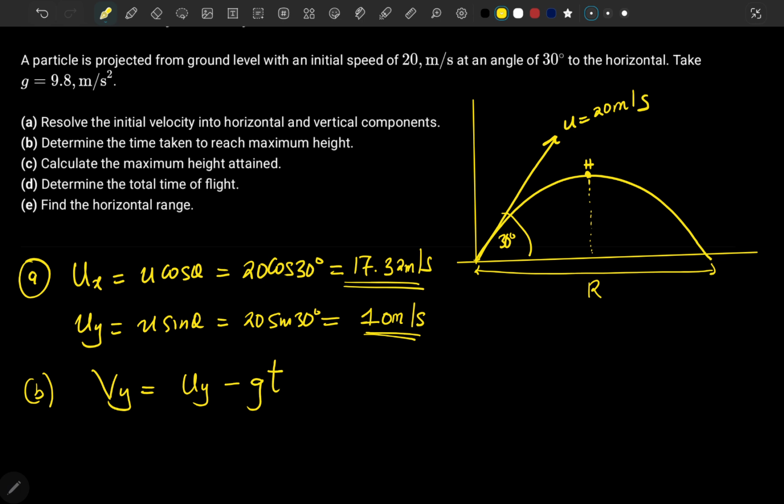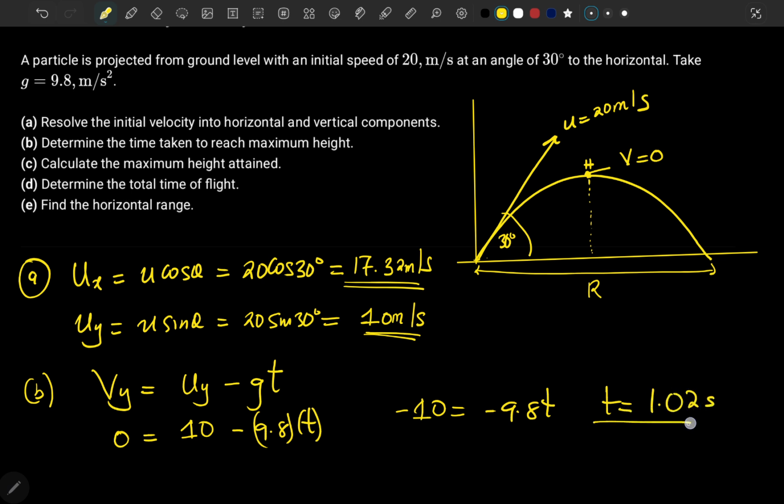Now one thing that we need to understand is that once you reach maximum height, the final velocity is always 0, so put 0 there. Then the initial velocity in the y, uy, is 10, minus 9.8 times t, so we get negative 10 is equal to negative 9.8 t. Of course, just divide throughout by 9.8 because both of them are negative. I'm getting 1.02 seconds.